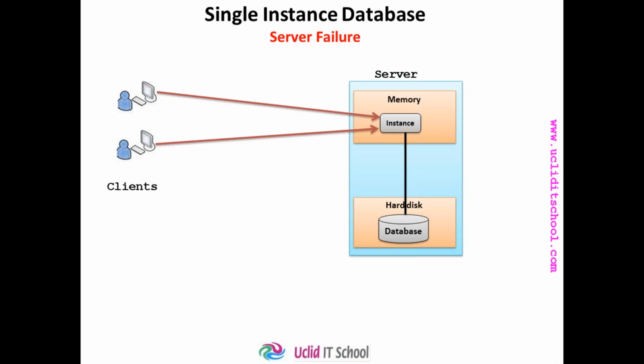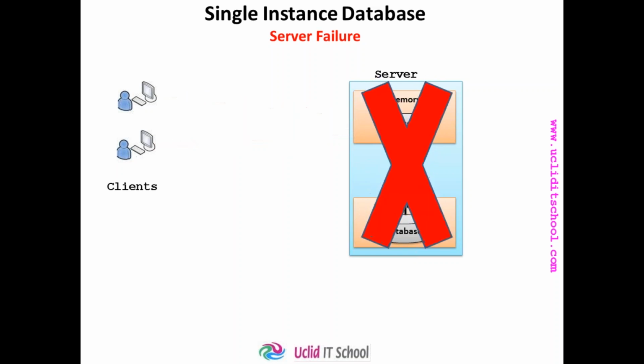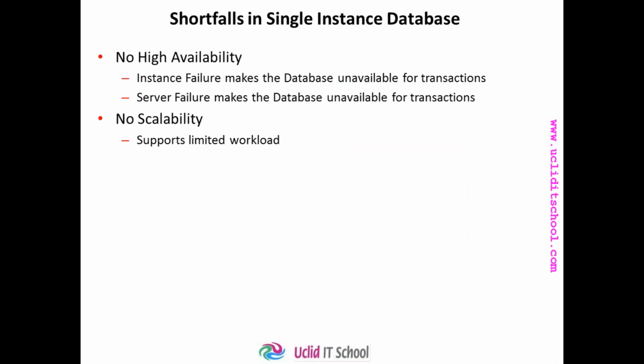So both these drawbacks can be technically termed as, the first one, high availability. Whenever instance fails, your database is not available. Whenever server fails, your database is not available. So that is availability problem. You don't have high availability with a single instance database. And the second drawback is you don't have scalability. These are the points shown on this slide.